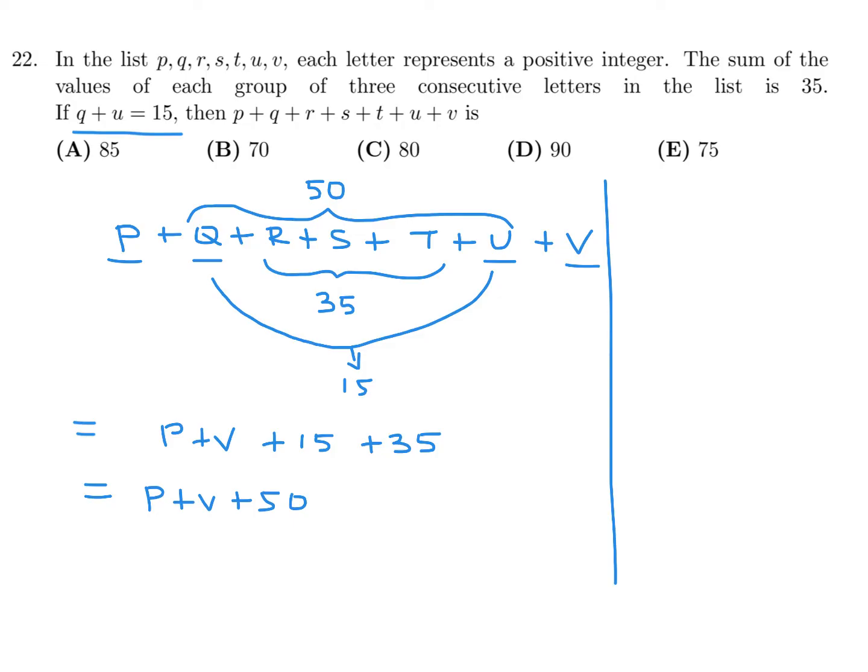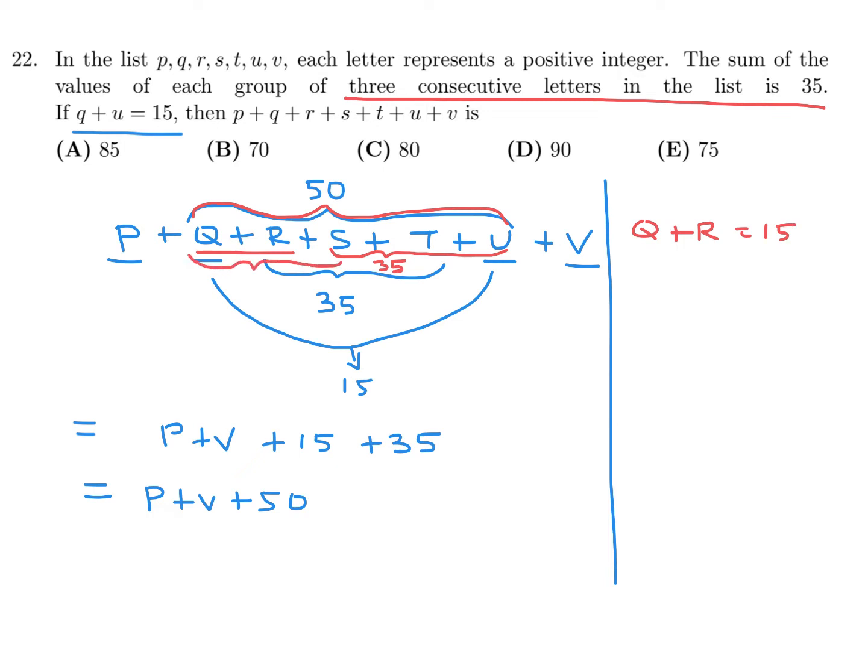And again, utilizing the same fact that 3 consecutive letters always add up to 35, then that means that these 3 letters would add up to 35, and since all of those add up to 50, Q plus R must be 15, right? Does that make sense? Hope so. And in a very similar way, these 3 letters add up to 35, and since all of those 5 add up to 50, then that means that T plus U, just those 2, would be 15.